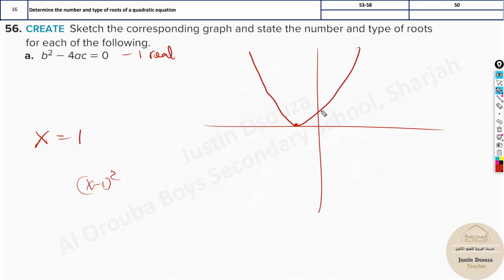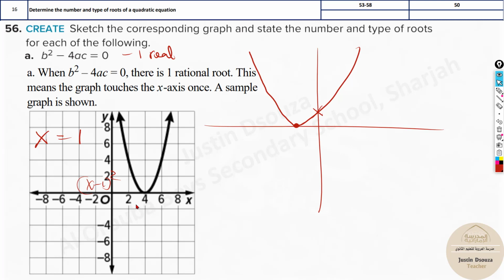Don't think the y-axis is a solution. This is not a solution. Only at the x-axis, the x-intercept, is the solution, the zeros. Now when it touches only one point, it's only one solution. This is the graph. Okay. So the graph, over here now 4 but only 1 point. That's the answer. It touches only once.